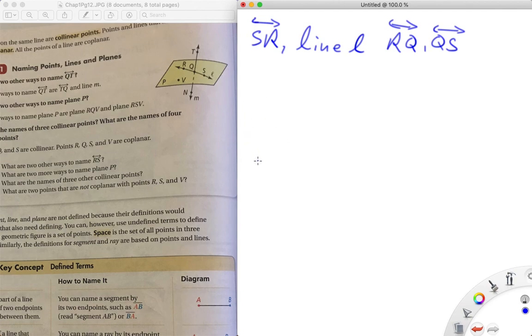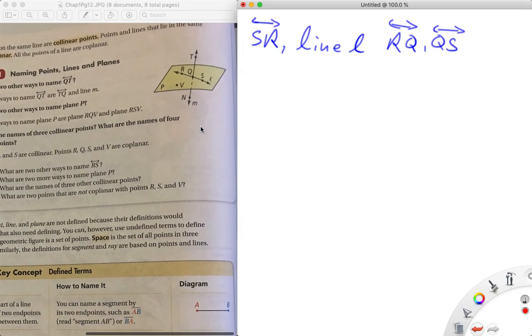Two more ways to name plane P. So remember we said plane P. This is what got us 1B, and this one was 1A. So remember, we need three non-collinear points. So we can call it plane RVS. We can call it plane QVS. And there are so many other ways to do it, but they only ask for two.